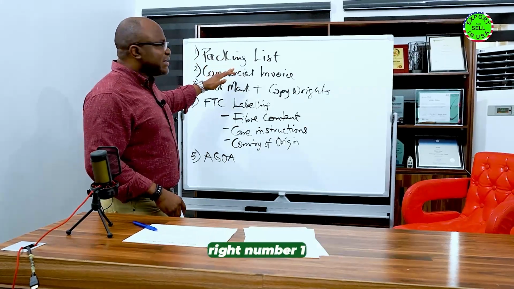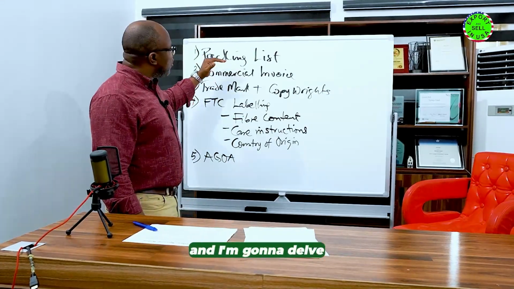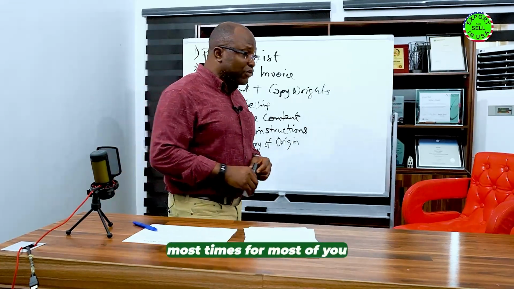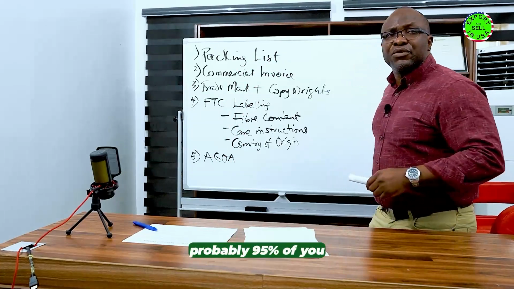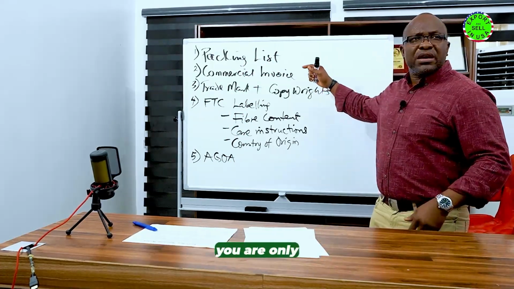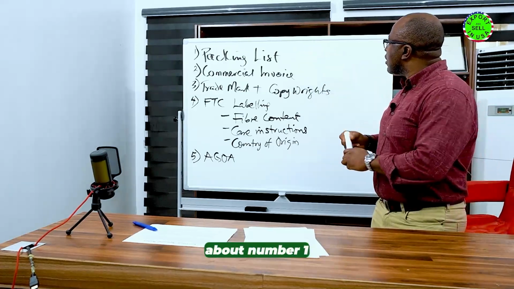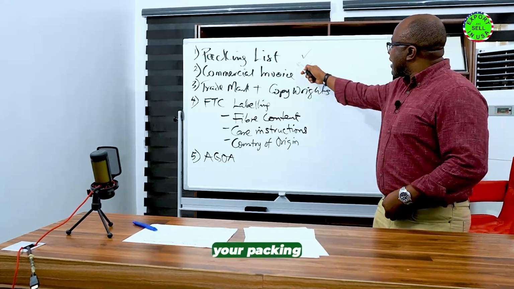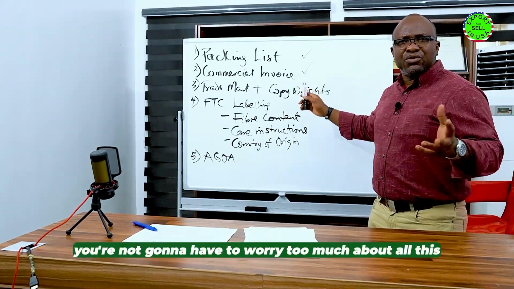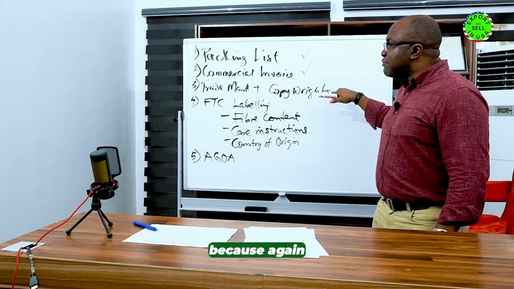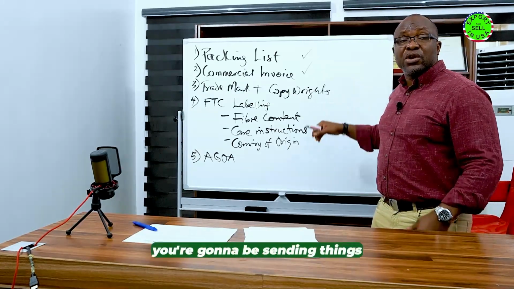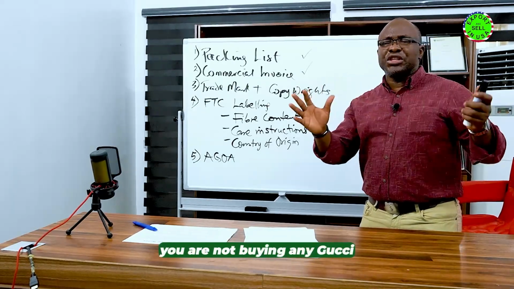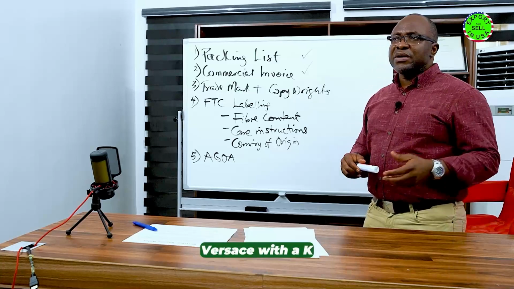So again, if you are exporting fashion items to the USA, these are the key things that you need to take care of. Number one, again, I said, is the packing list. And I'm going to delve a little bit deeper into this because, again, most times, probably 95% of you who are going to be exporting are only going to be worried about number one and number two. Those are the two key things you're going to need to worry about: your packing list and your commercial invoice. You're not going to have to worry too much about all this because most of you are not going to be sending copyrighted items. You're going to be sending things that you made by yourself, right? You are not buying any Gucci with a Y or Versace with a K.